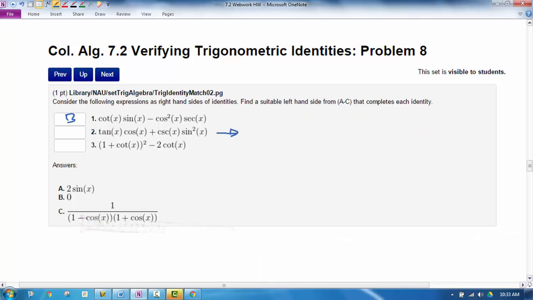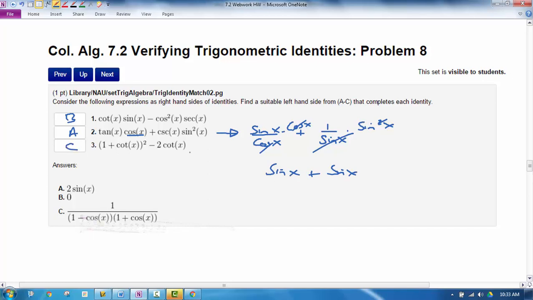Next one, I'm going to do the same thing, rewrite this right here by replacing tangent with sine over cosine and cosecant with 1 over sine. And then one of these cancels with one of these. I'm sorry, I missed this cosine right here, so that's still there. And these cancel, so I end up with sine of x plus sine of x, which is just 2 sine of x, which is a. And obviously the last one has to be c then.